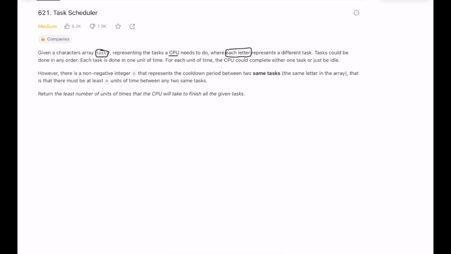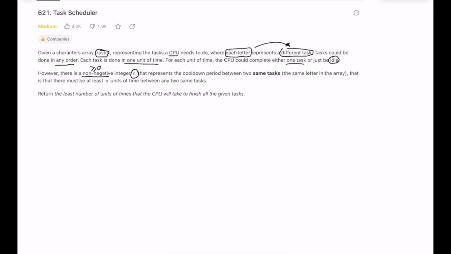represents a different task. Tasks could be done in any order. Each task is done in 1 unit of time, and for each unit of time, the CPU could complete either one task or just be idle. However, there is a non-negative integer n. Non-negative means it's either greater than or equal to 0.